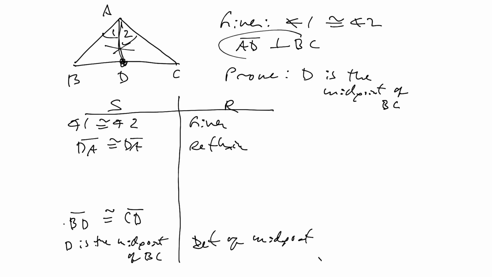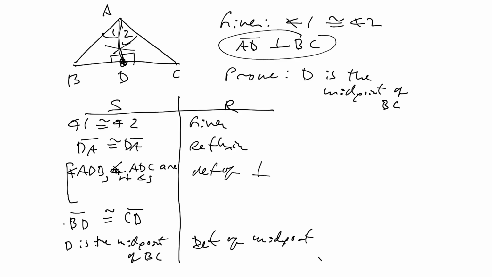And when they tell me AD is perpendicular to BC, it does take me two steps, but I can say that I could draw in this, which makes me feel like I just know they're congruent, but it takes two steps. You say that angle ADB and angle ADC are right angles. Definition of perpendicular. Then we can say angle ADB is congruent to angle ADC. All right angles are congruent.